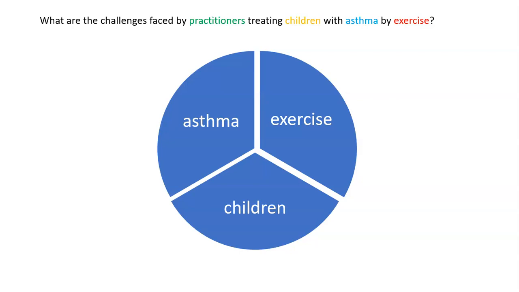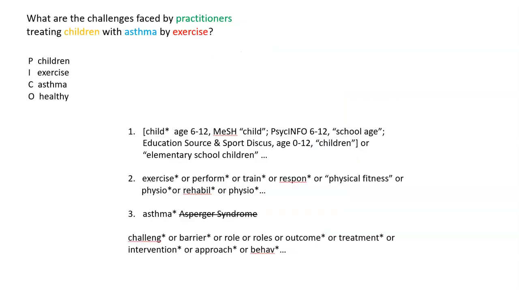You have to think through this and think like the database you're searching. So here's my homework that I've done. Here's my research question with my concepts. If you look at it from a PICO framework, our population is children, our intervention is exercise. Control group is people with asthma as opposed to not having asthma or another type of condition. And our outcome is healthy children. I guess that's the truth. So there are 3 elements to this.